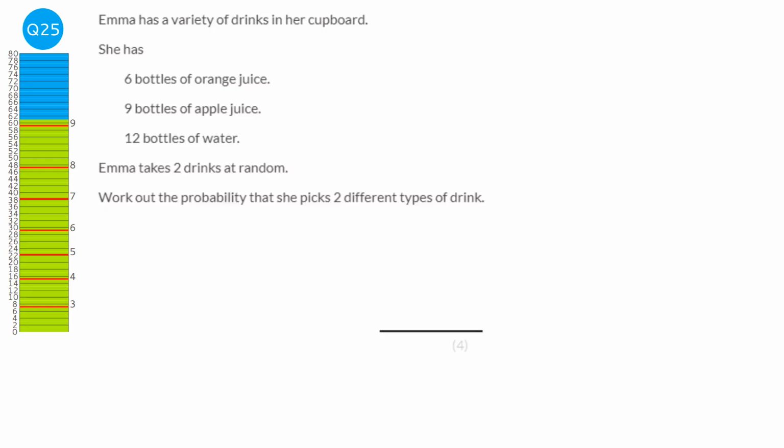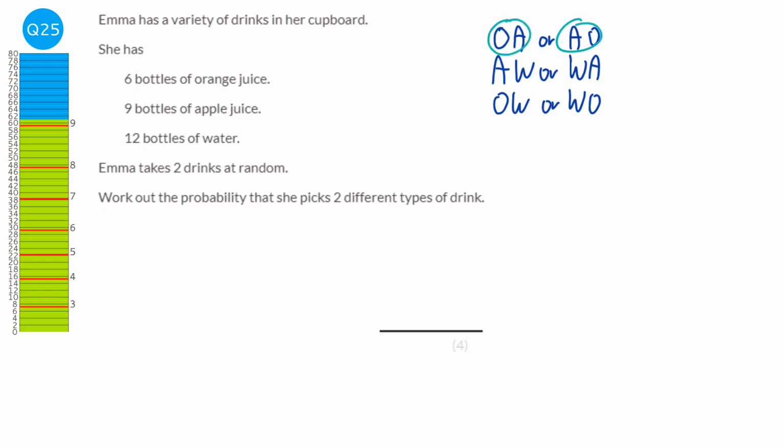We're going to start by working out what outcomes will give us 2 different types of drink. So we could have OA or AO. We could have AW or WA, and we could have OW or WO. Now what we notice really when we do this is that OA gives us the same probability as AO, same with AW and WA, same with OW and WO. So we're going to just ignore the right hand side ones, and we're just going to focus on the left hand side ones.